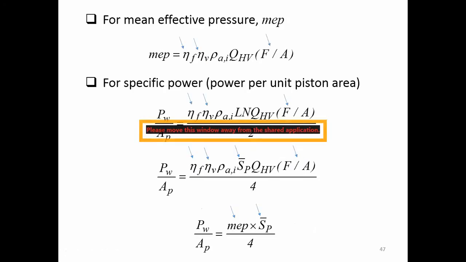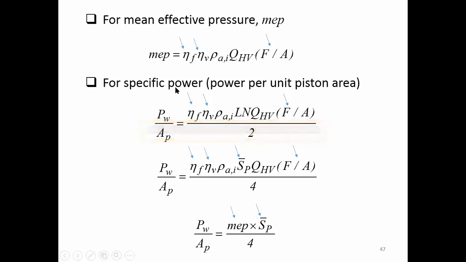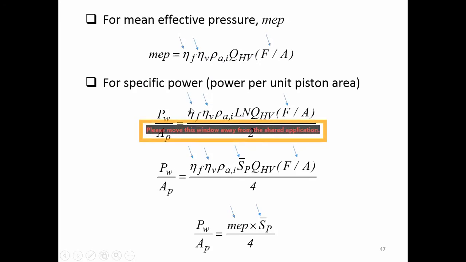Okay. For mean effective pressure, we see three parameters that involve, apart from the properties, the density and the heating value. For specific power, which is the power per unit piston area, you see the same three performance parameters, which are the fuel conversion efficiency, the volumetric efficiency, and the fuel air ratio shown right here.